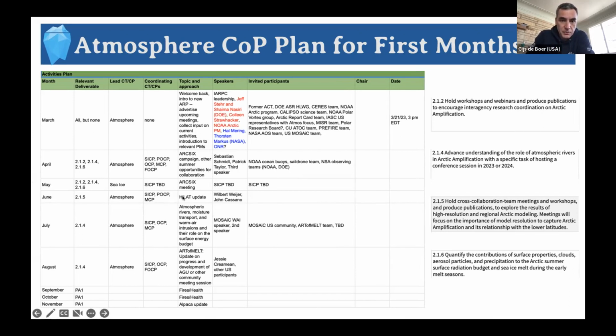In June, we're hoping to bring in representatives from a DOE-led effort called HILAT, which focuses on understanding polar processes and Arctic processes using a variety of different modeling tools and helping to improve those modeling tools. And then in July and August, we have plans to revisit MOSAiC as one of the big projects that's happened in the last several years. Particularly, it's more focused on atmospheric rivers and moisture transport.